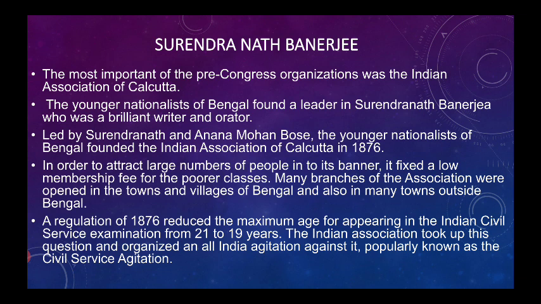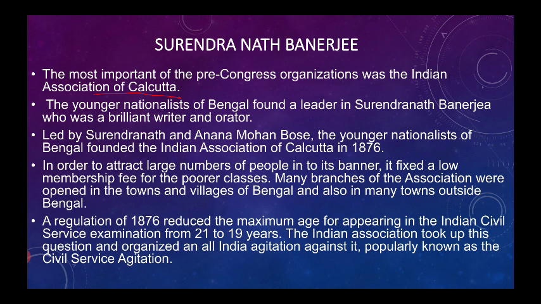Next one is Surendranath Banerjee. He is a Kolkata-originated person, and the most important of the pre-Congress organizations was the Indian Association of Calcutta. If Dadabhai Naoroji was trying to influence the British people regarding the welfare of India, Surendranath Banerjee was organizing associations in India to help Indians get at least administrative rights. He wanted Indians to have their administrative rights.